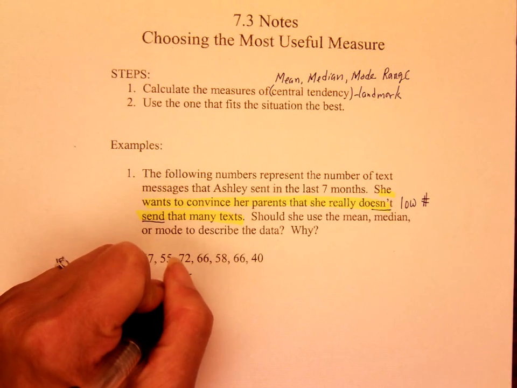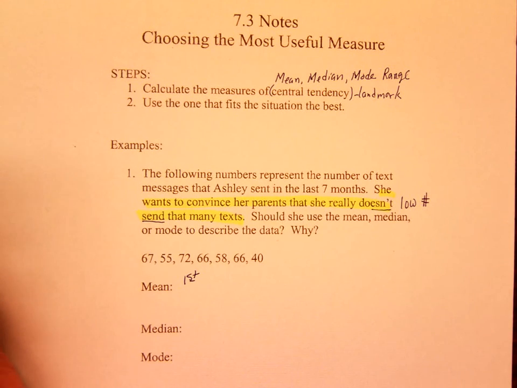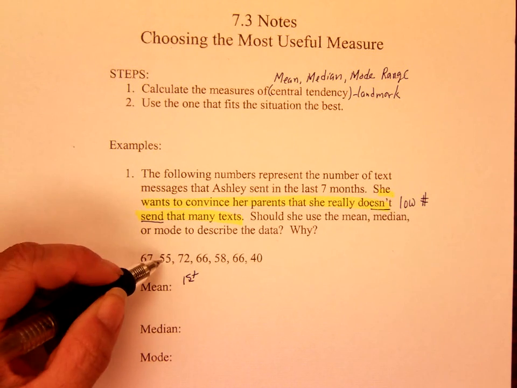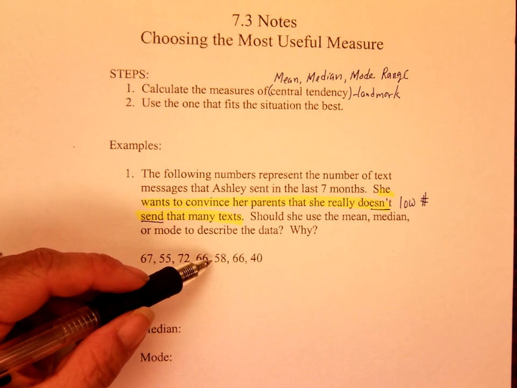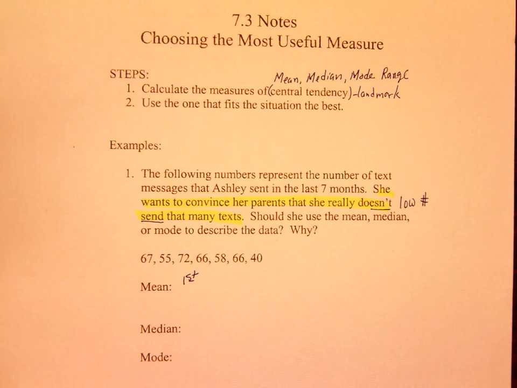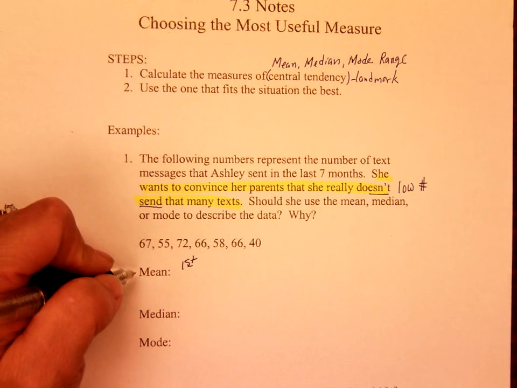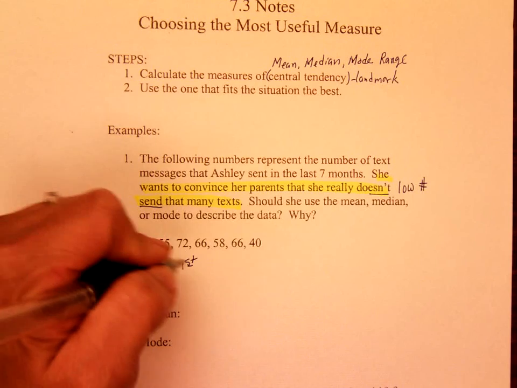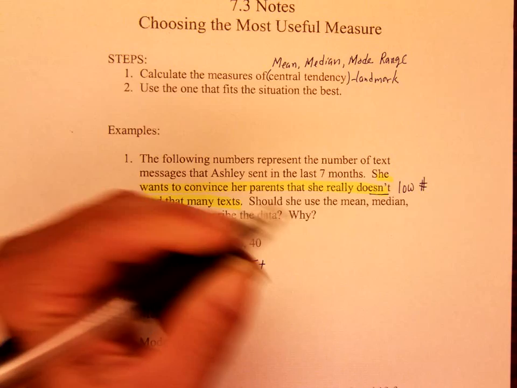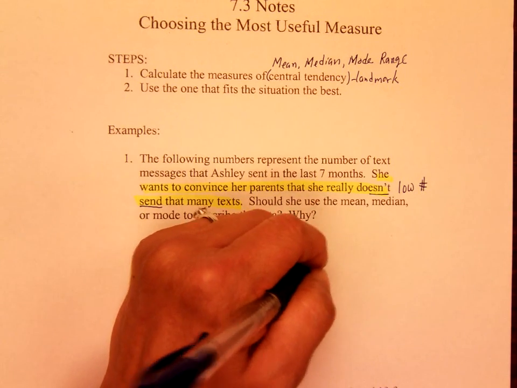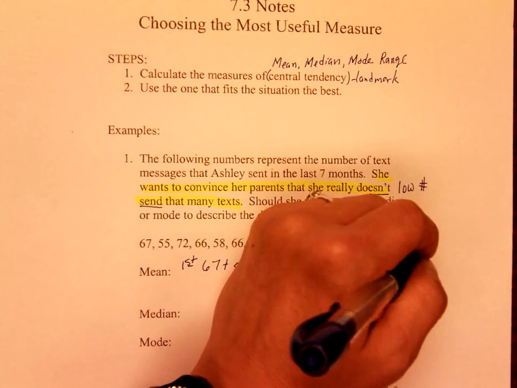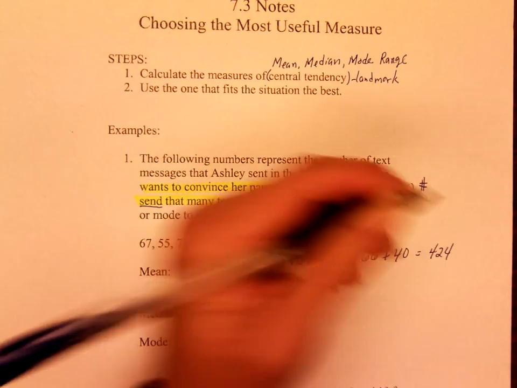So under mean, the first thing we do is add up all the numbers. So you should be able to do the mean, median, and mode for 67, 55, 72, 66, 58, 66, and 40. So go ahead and figure that out, and when you're ready, you can push play. So you should have said, first step for the mean was to add 67 plus 55 plus 72 plus 66 plus 58 plus 66 plus 40, and you would have gotten the answer of 424.